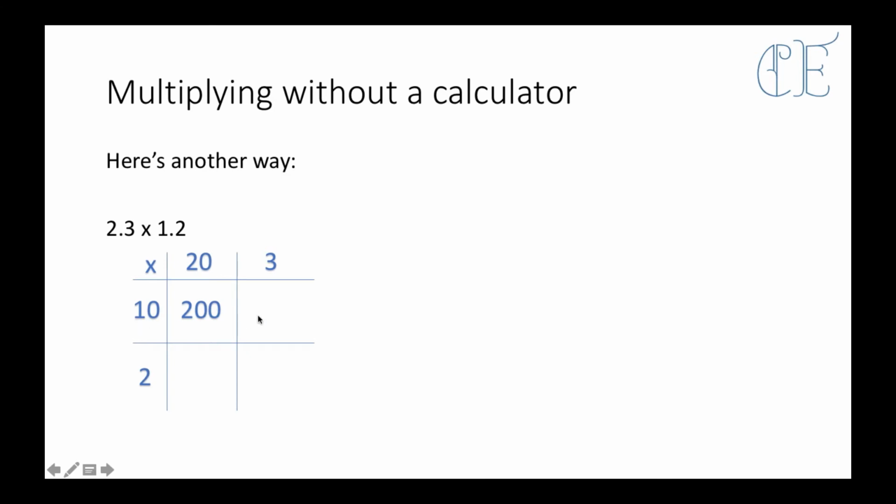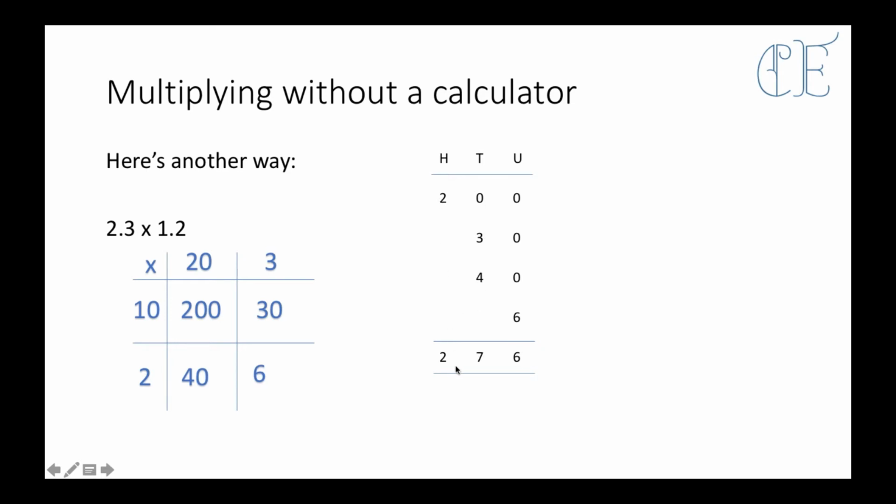And then I'm going to do 10 times 3. Okay, well, 1 times 3 is 3, and I've got 1 0, so that'll be 30. 2 times 20, well, 2 times 2 is 4, add the 0, and then 2 times 3 is 6. And all I have to do now is add all of those numbers together, 200 plus 30 plus 40 plus 6. So all this down here is 6, 3 plus 4 is 7, and then we've got the 2 on its own.